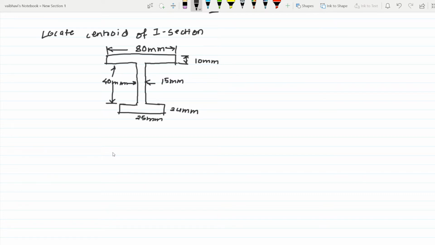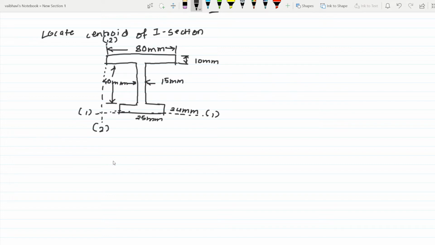Now let us again consider the reference axis. Always the first step is to consider the reference axis. So here along this bottom, let this be the reference axis 1 1 and let this be the reference axis 2 2. Now again we have to find x bar, y bar values.